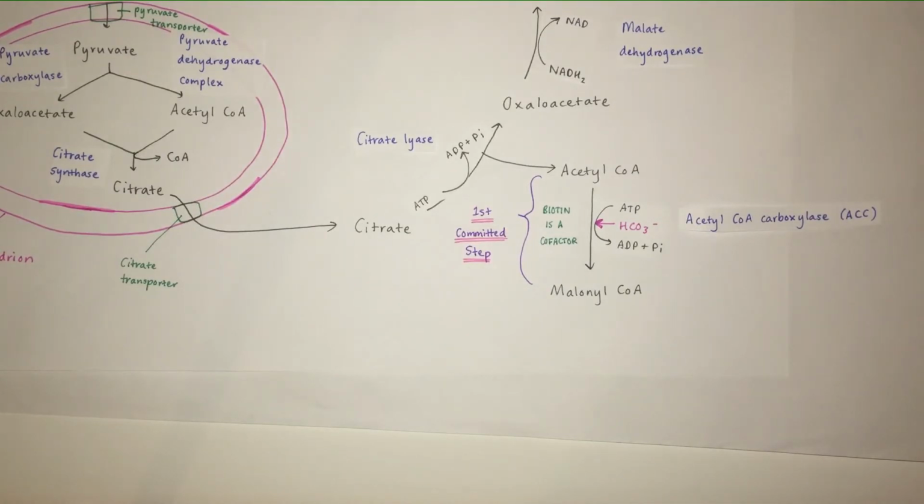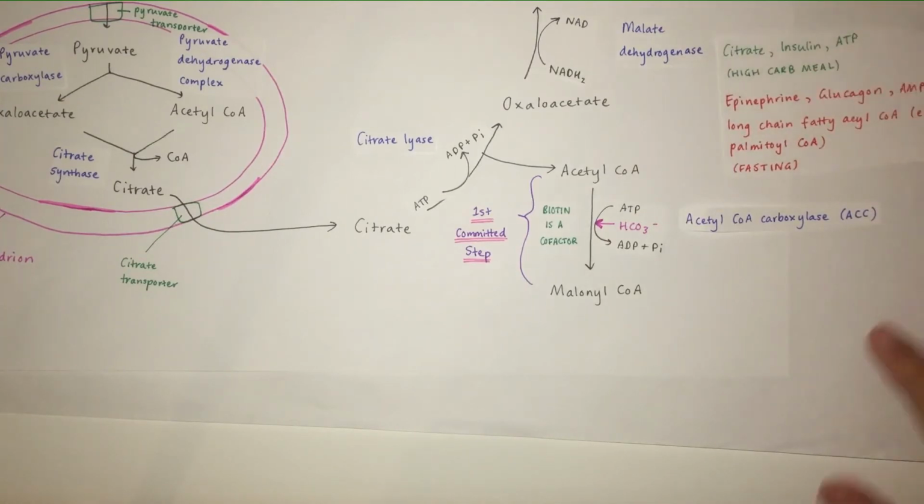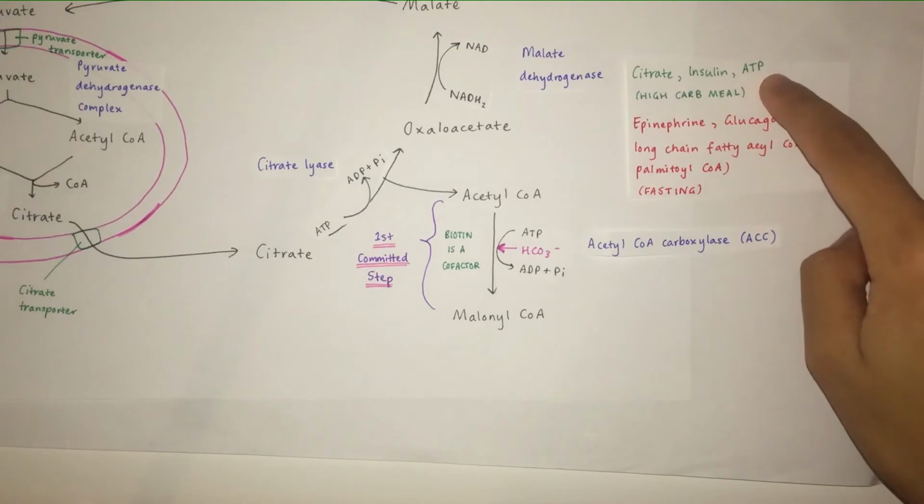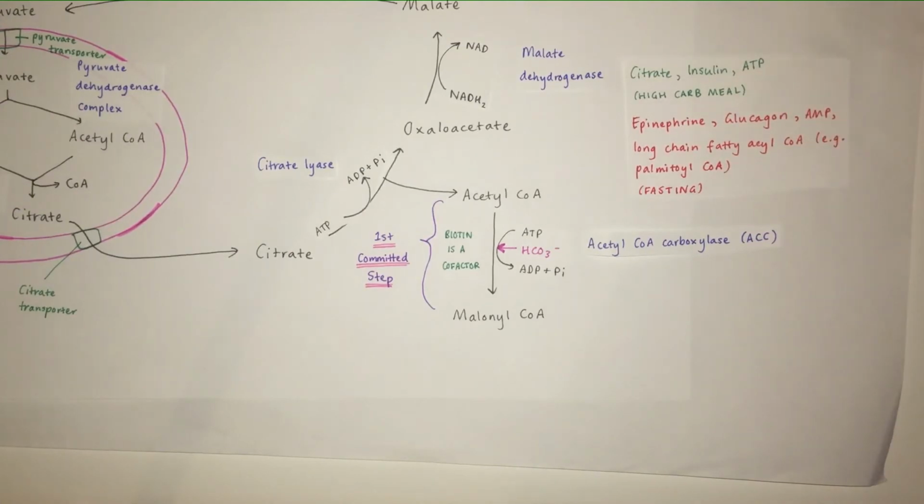So that's the first committed step. But how is this committed step regulated? This is how. So we've got a variety of different molecules and hormones and energy providing compounds that can regulate this step. And I just kind of committed this to memory, and that's the only way to do it. In my opinion, you just got to kind of repeat it until your brain remembers it.